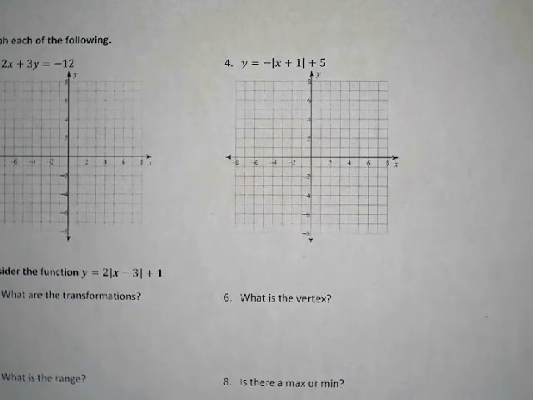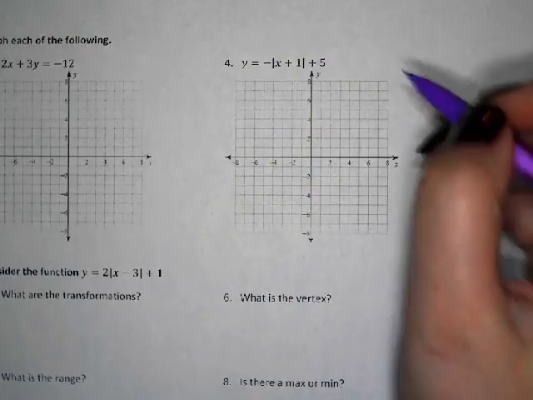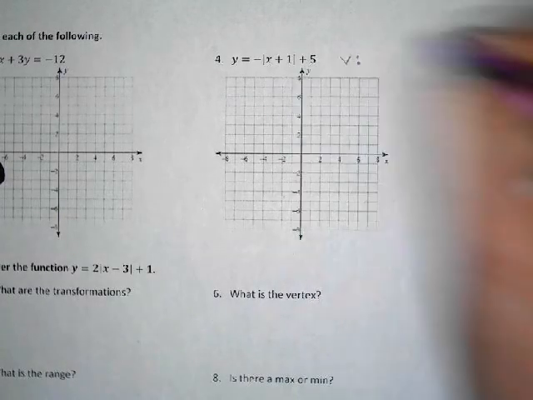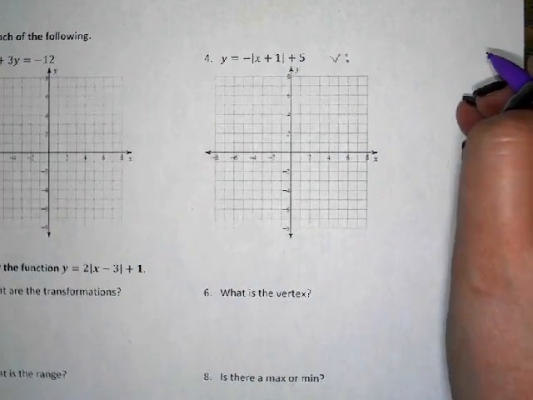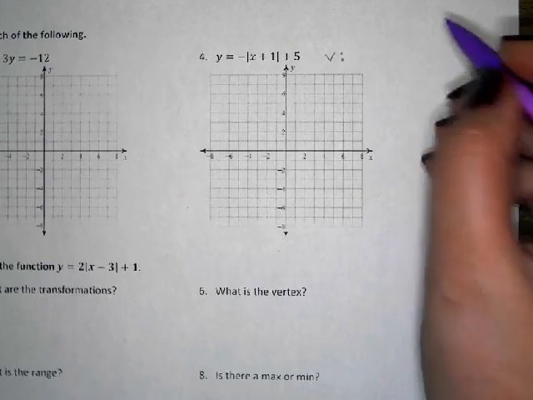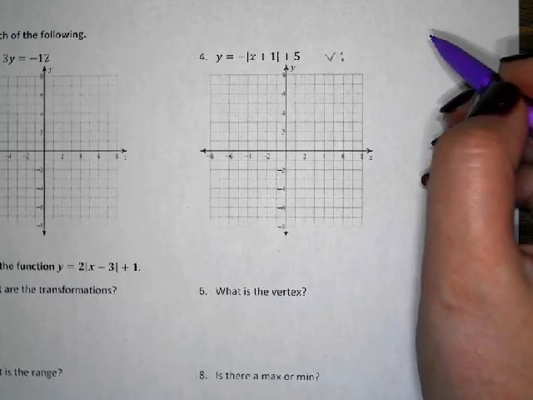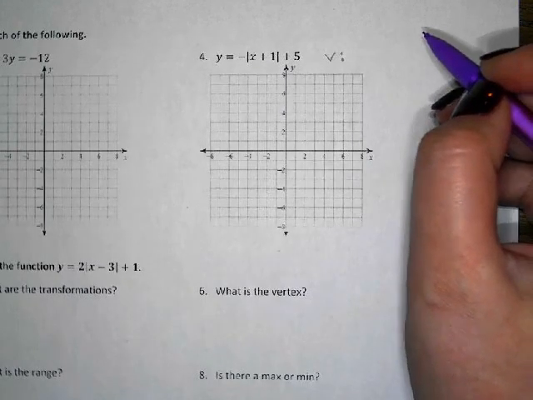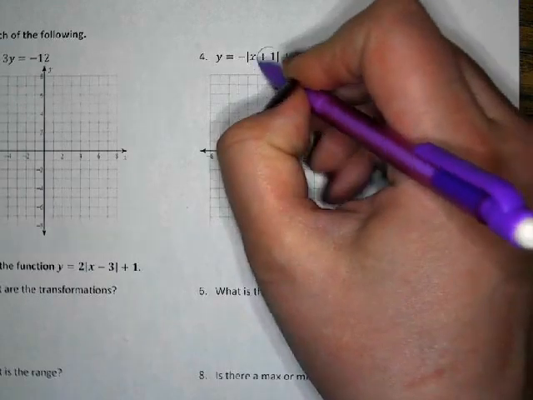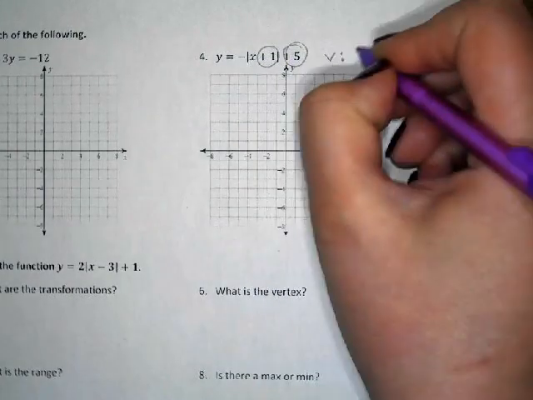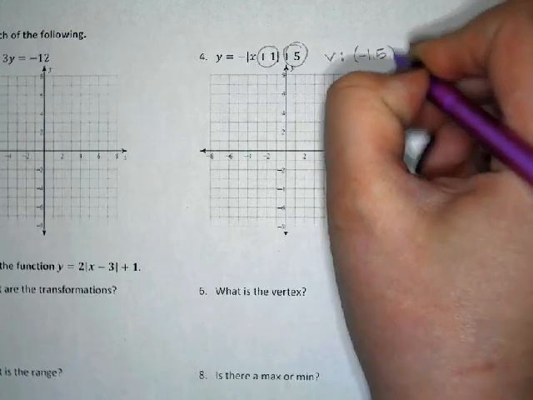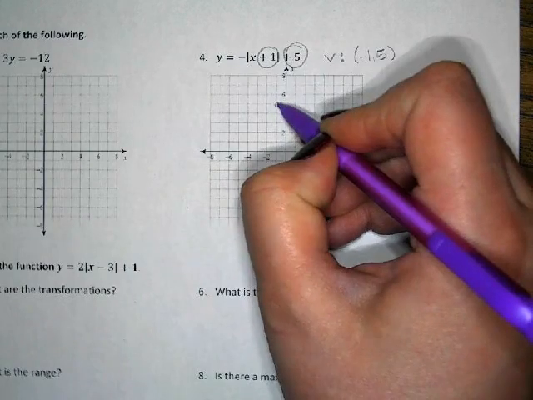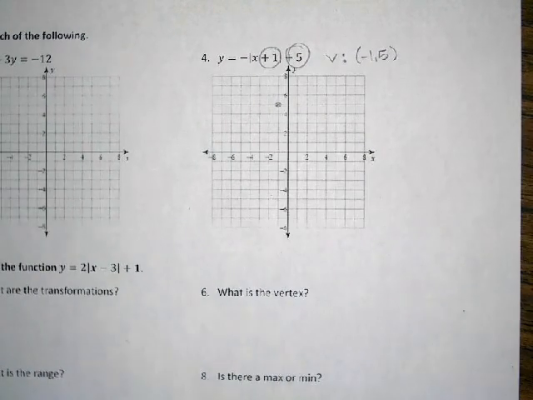Okay, and if you guys remember, it's easiest to graph these if you know what the vertex is, and you can get the vertex right from the equation. So can anyone see what the vertex is? What's the vertex? Negative 1, 5. Okay, so negative 1, positive 5. I'm going to go left 1, up 5. There's my vertex.